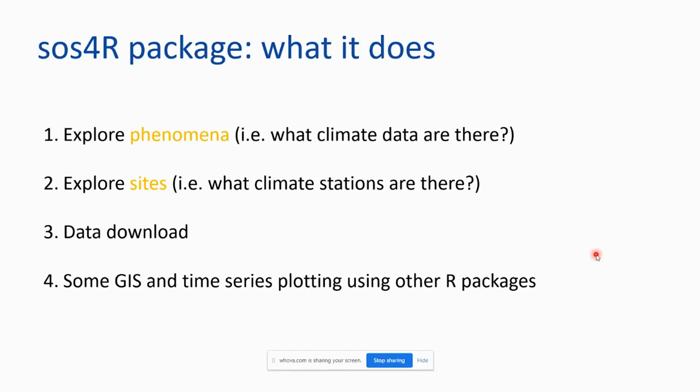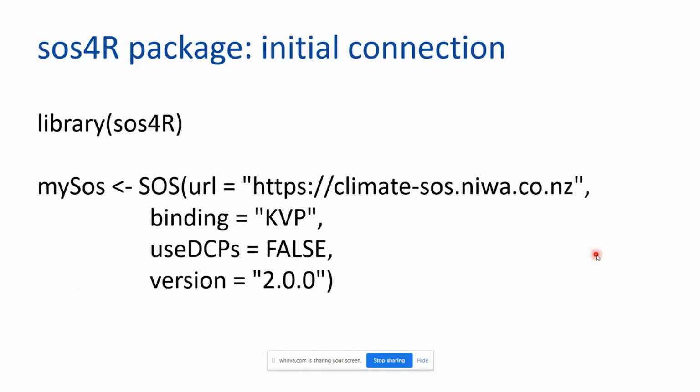Now, go straight into exploring phenomena. The first thing you've got to do, of course, is bring this package in. So that's that command there. This is all R commands here: library SOS for R. And there's an initial connection process in that next line. The SOS is the function. It's saying where you're getting it from, some information about the binding. I'm not actually sure what this is. And version 2 is what you're using for the SOS. So the initial connection phase you do at the start.